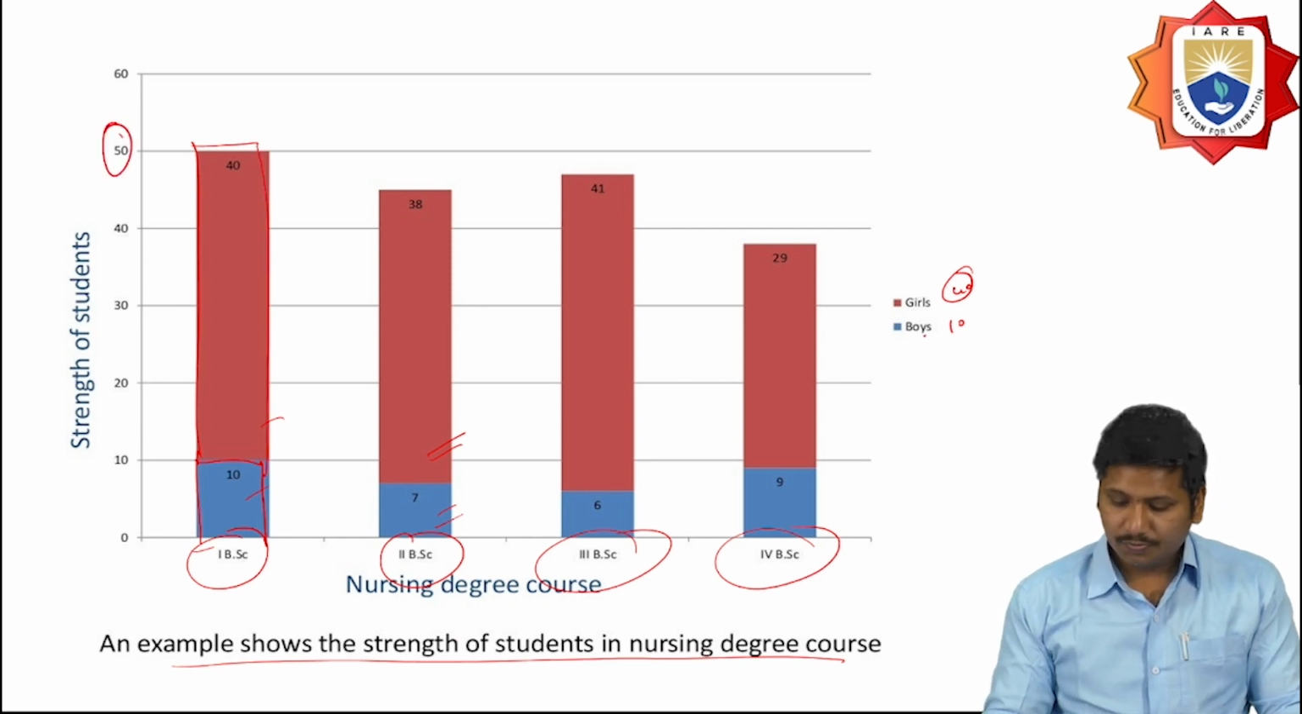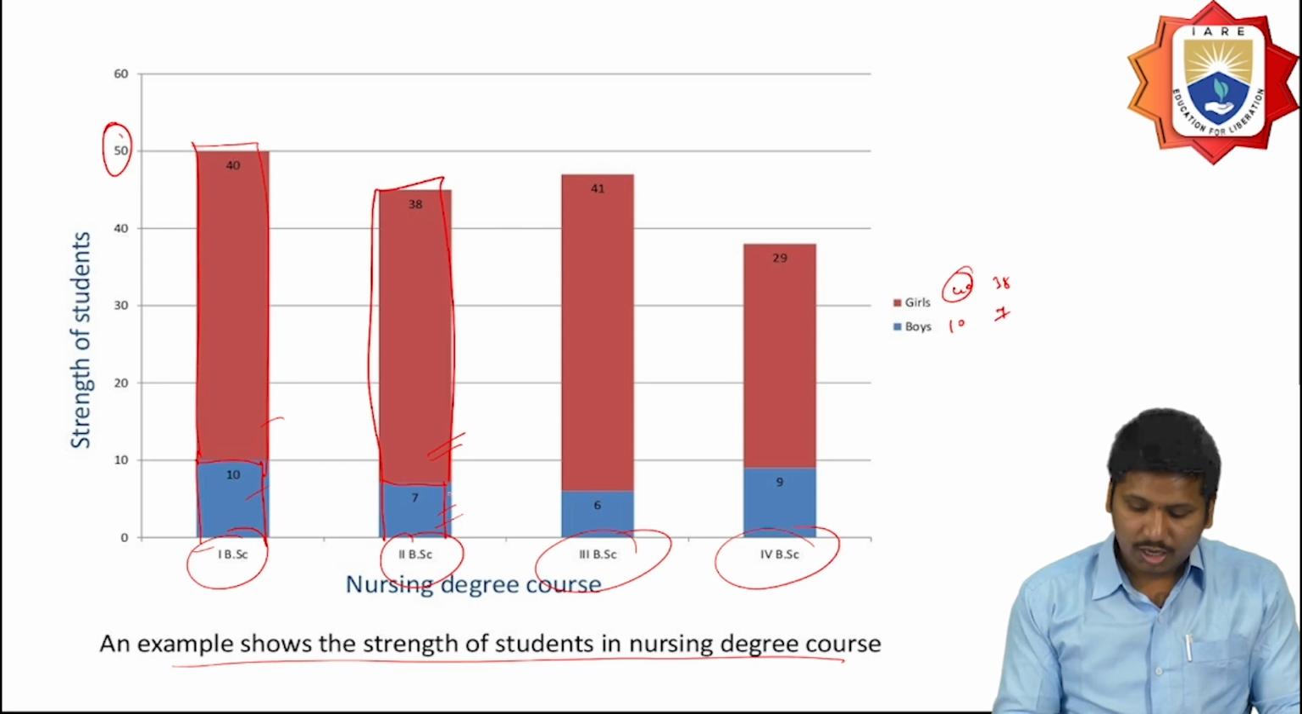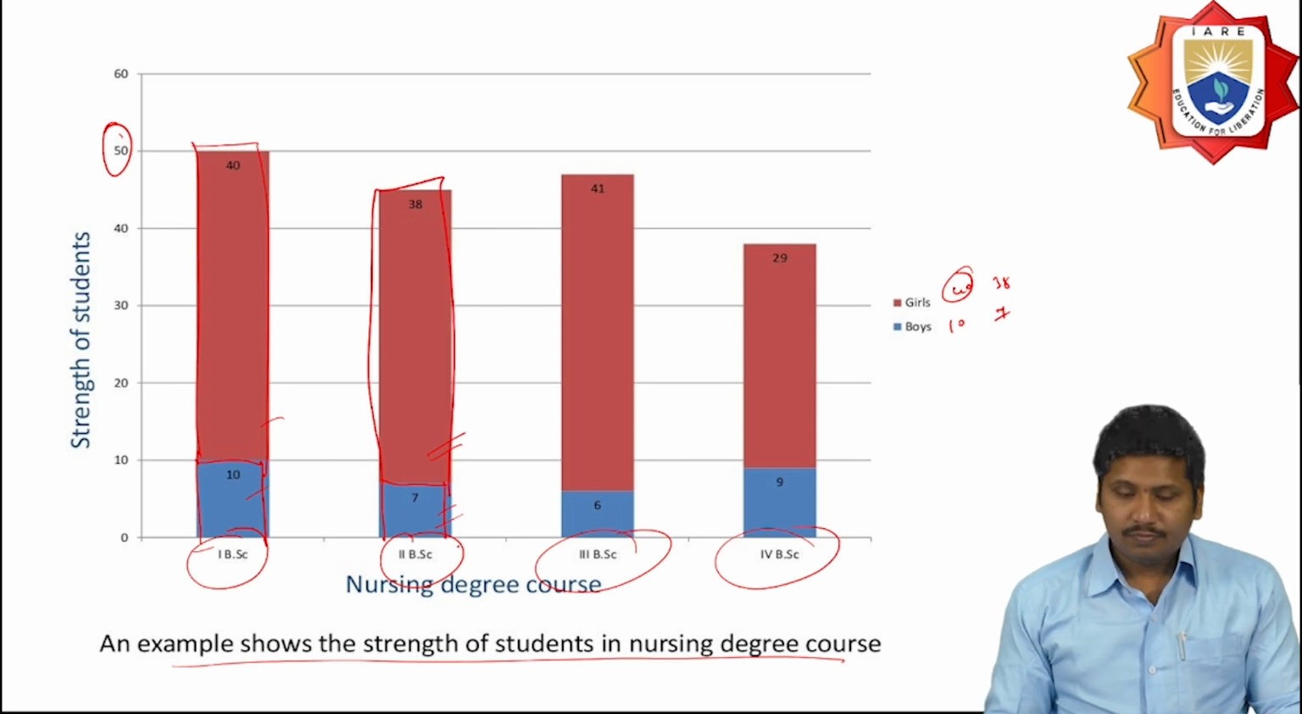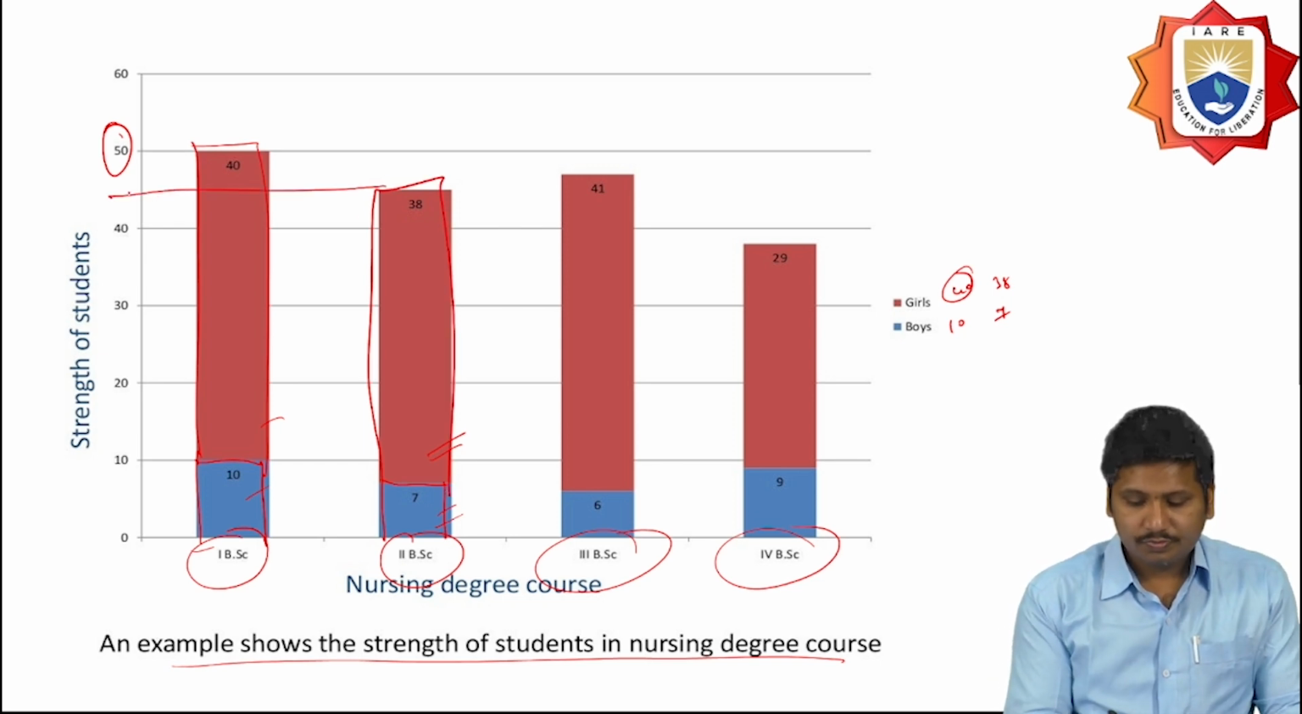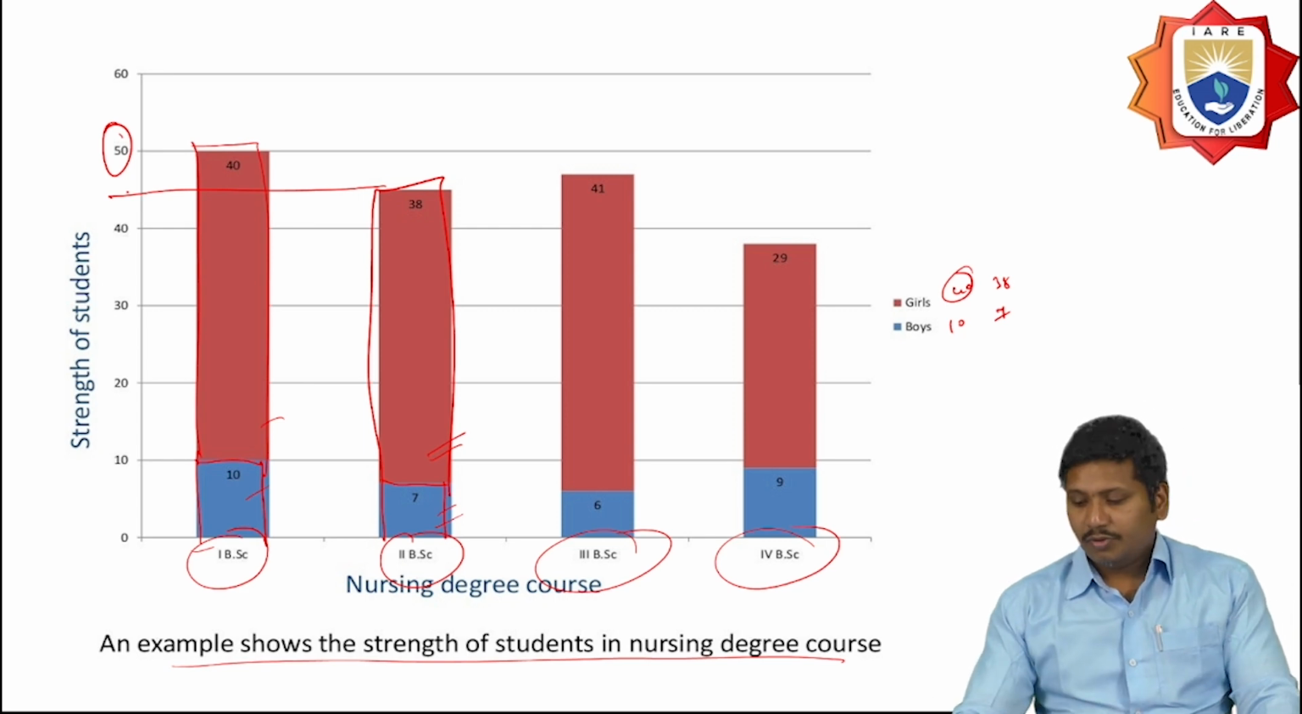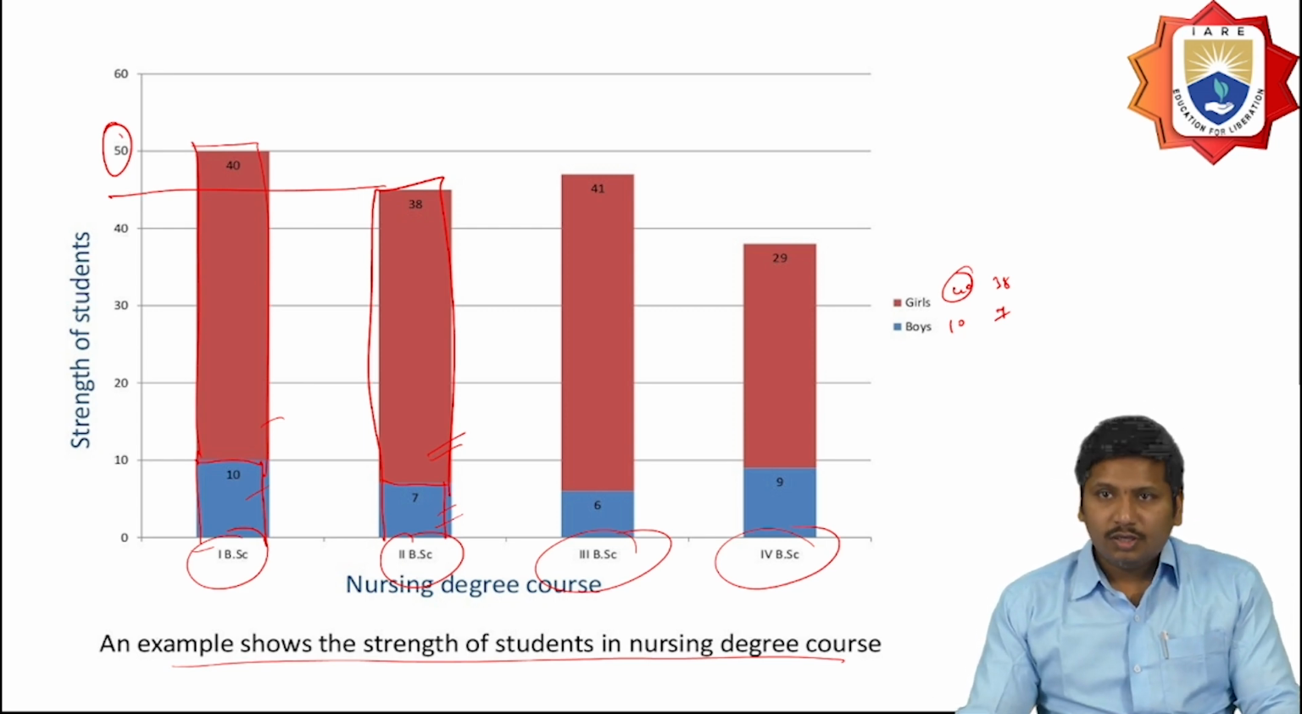Similarly, in second BSc the number of boys should be 7 and girls should be 38. So totally how much? First you draw the 7 here and then draw 38 from there onwards. So what will happen? 45. So 45 is the value. Like this I can draw the example of a bar diagram.